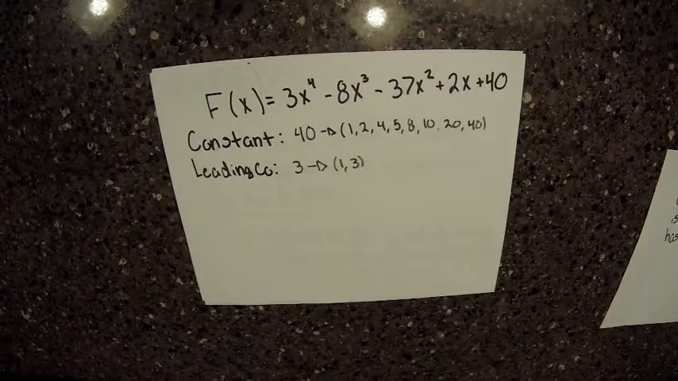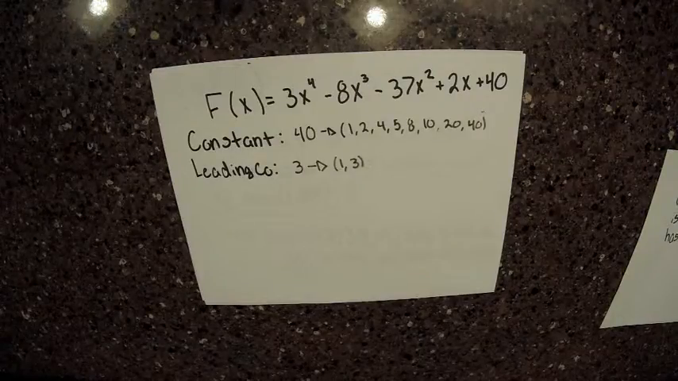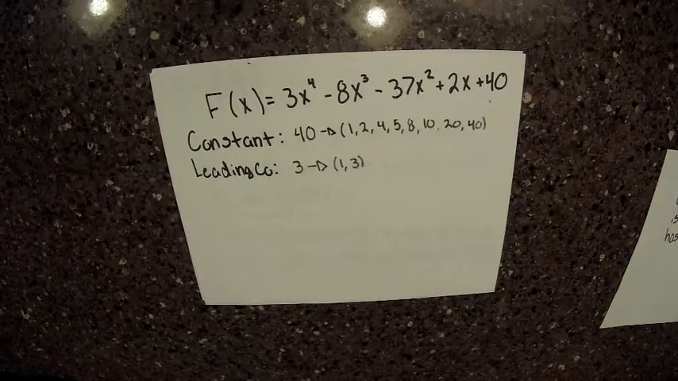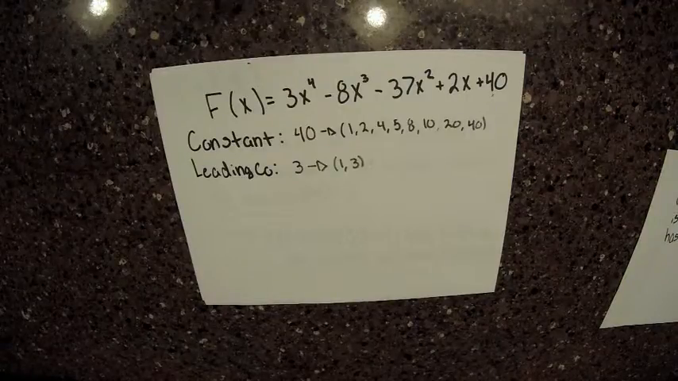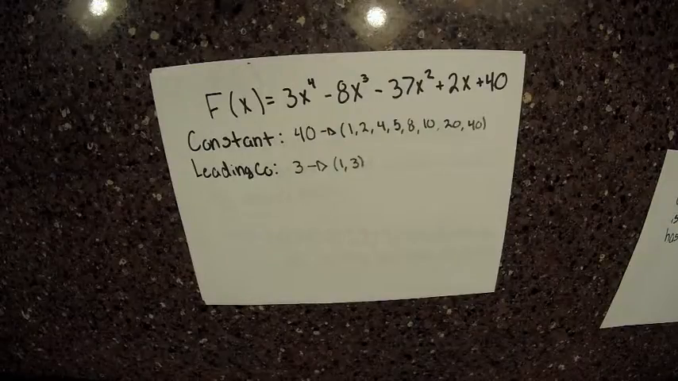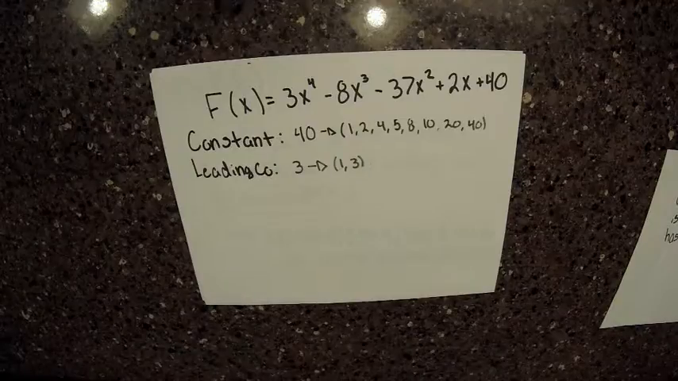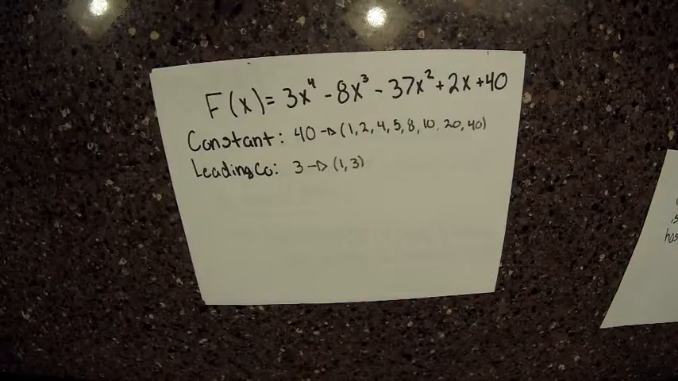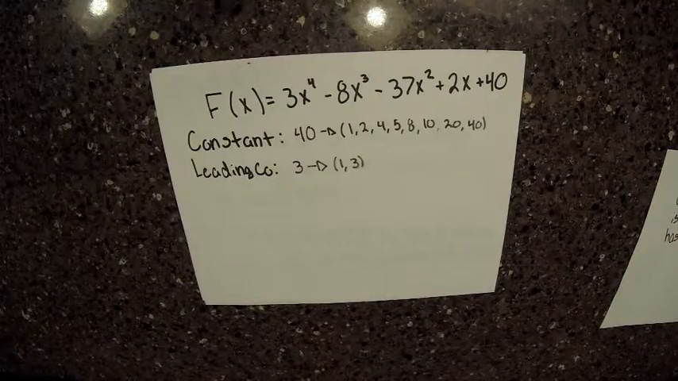Now, the next thing you need to do with this constant is find every factor of the constant. The factors of 40 are 1, 2, 4, 5, 8, 10, 20, and 40. Now that you have all of the factors of your constant, you need to move on to your leading coefficient. Your leading coefficient is the very first term in your polynomial, and it's only the number, not the variable or the exponent. In this case, it's 3. And the factors of 3, which is pretty simple, are 1 and 3.